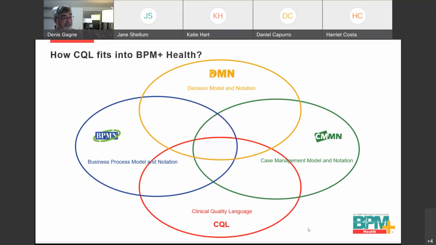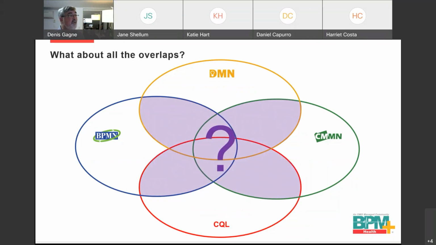When we bring CQL into this mix, again, we have a lot of overlaps that exist and that are possible. And I would argue that the sweet spot for healthcare is really in that centerpiece where you make the best use of BPMN, CMMN, and DMN and CQL all together in a combined environment. But then the question is, okay, but what about all those overlaps? What do we do there?